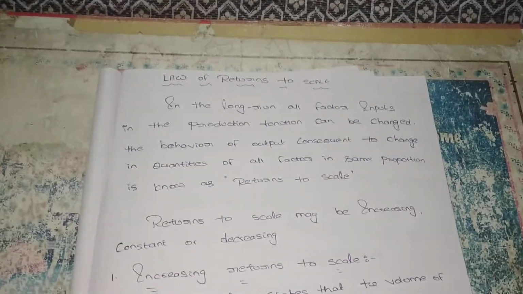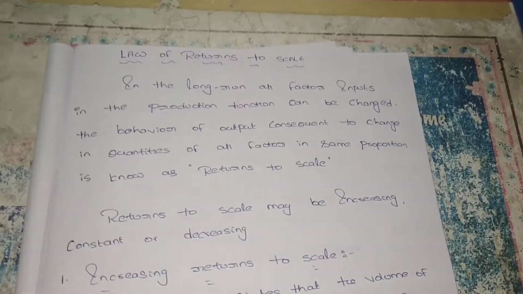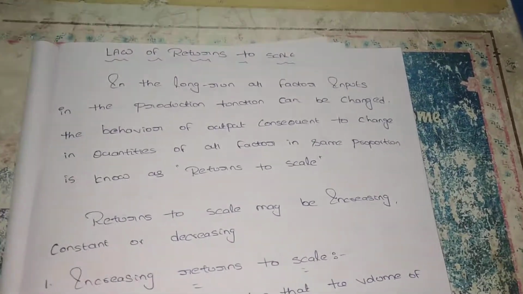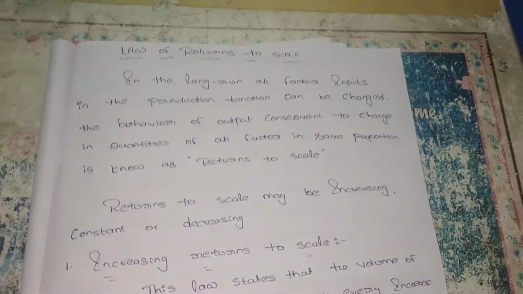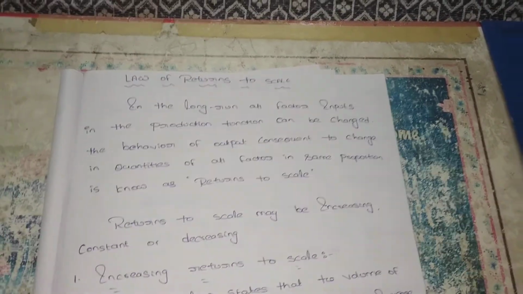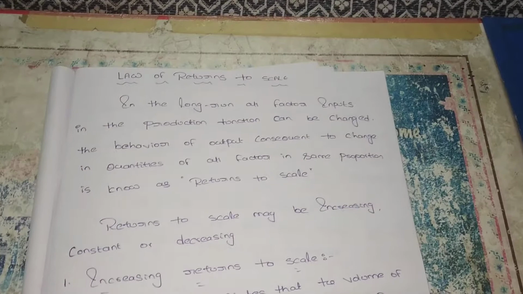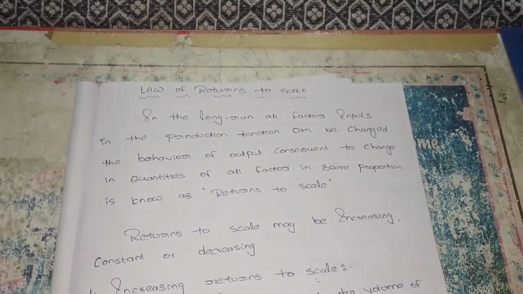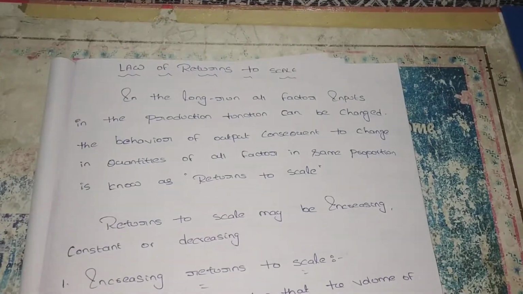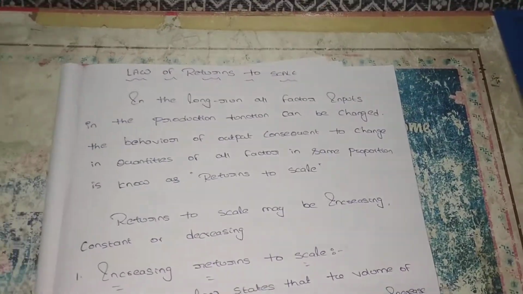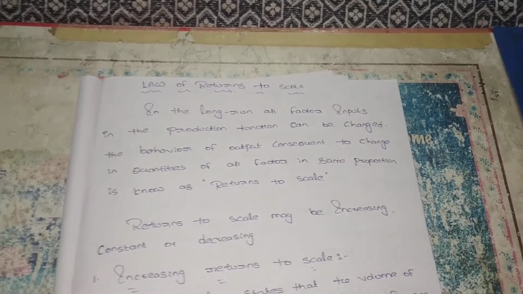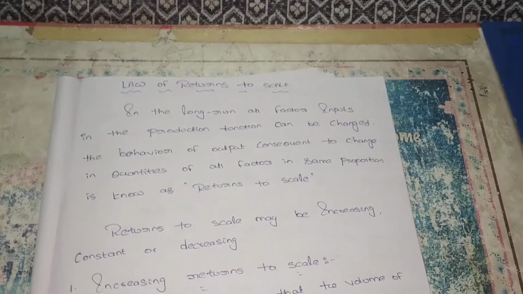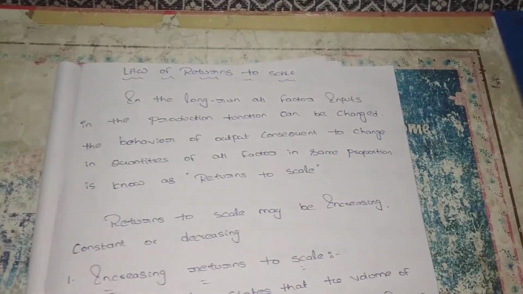Actually, in the previous lecture, we discussed different types of production functions. In the short run, the law of variable proportions, and in the long run, the Isoquant curve and the law of returns to scale. We discussed what the law of variable proportions is and what the Isoquant curve is. In the law of variable proportions, only one input is variable. In Isoquants, two inputs are variable. But in the law of returns to scale, all inputs are variable.